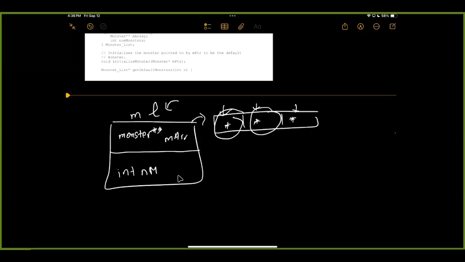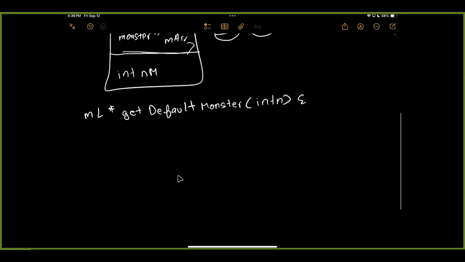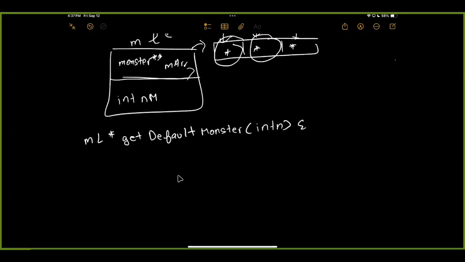So let's call it ml star get default monster, and it will take a parameter integer n, which represents the number of monsters we will have, right? The first thing is I'm just going to create this outer box, and we'll just call it new.